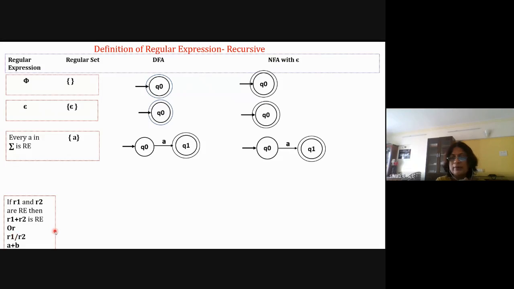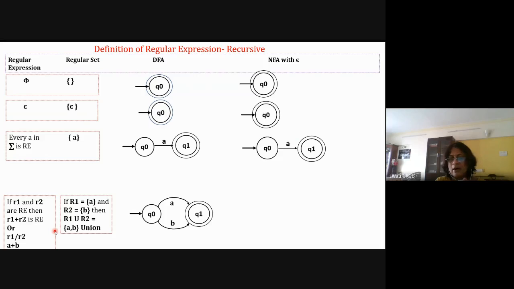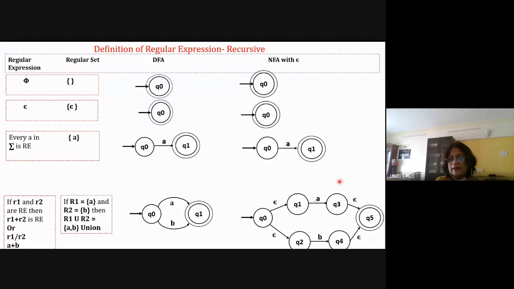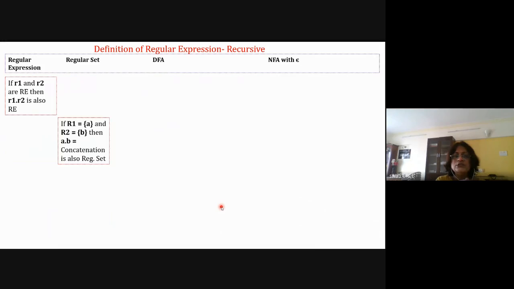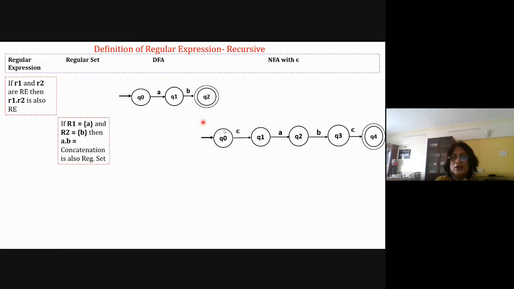Then the diagram of R1 plus R2 is this one, either R1 or R2. So the diagram of A plus B is either A or B. Start from 0, either A or B, and this is the diagram of the NFA. Then for A dot B, both are compulsory. So start from Q0, both are compulsory, A and B, and reach the final state. And this is a standard diagram with epsilon symbols for the NFA. For A dot B, both A and B are necessary. So you need to learn this diagram by heart also.